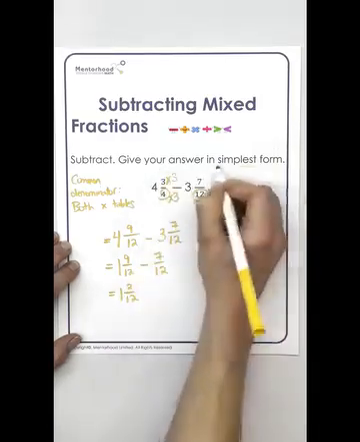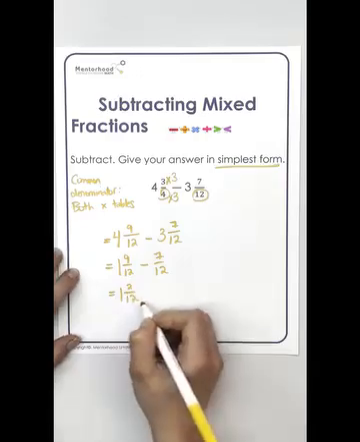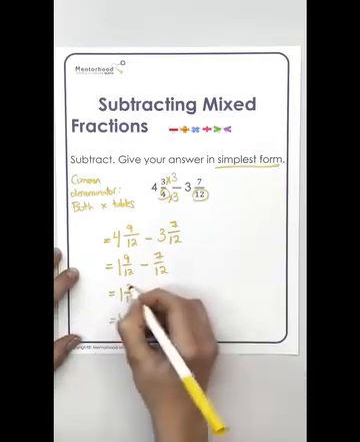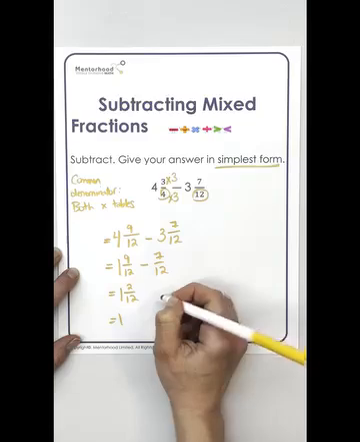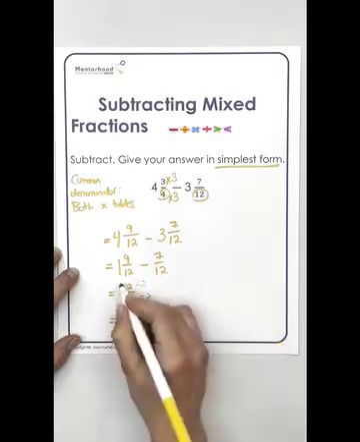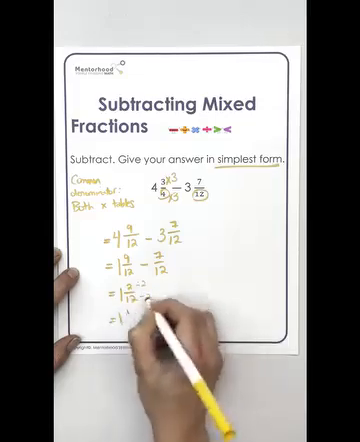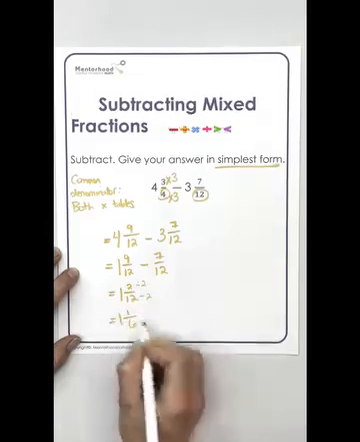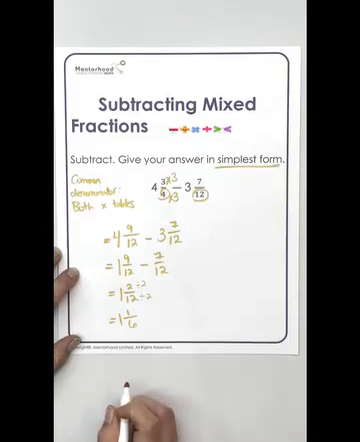Now, last step, is there anything that I can simplify? Why, yes, there is. 12 and 2 both divide by 2. So I'm going to divide both by 2. Now I've got 1 whole. 2 divided by 2 is 1. 12 divided by 2 is 6. So my final answer is 1 whole and 1/6.